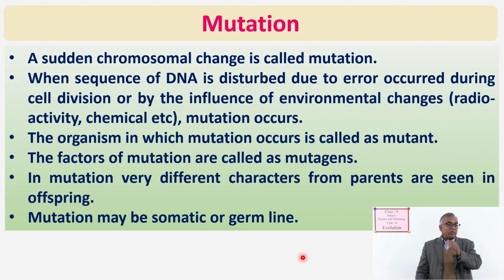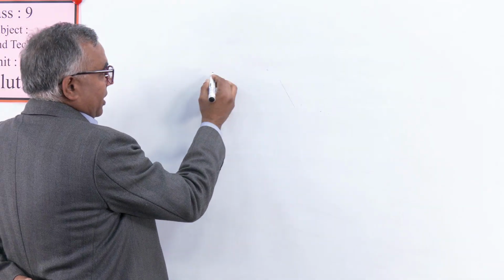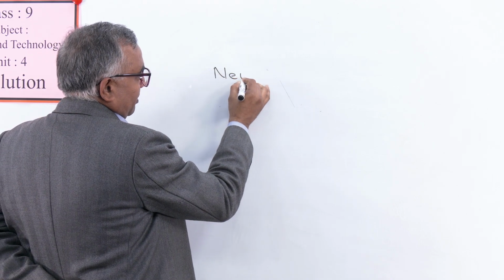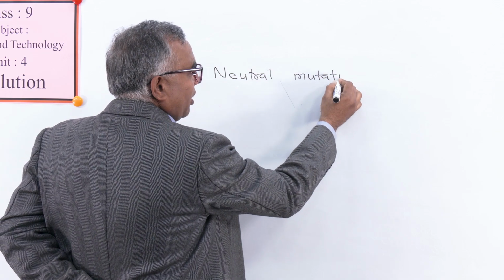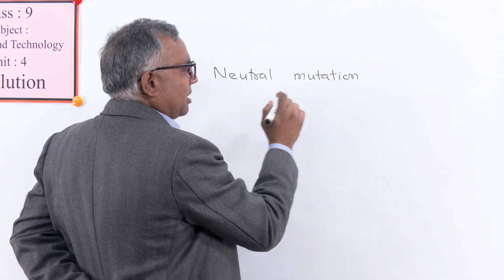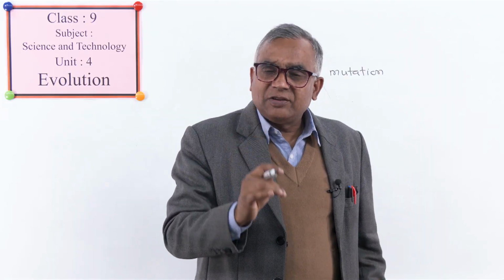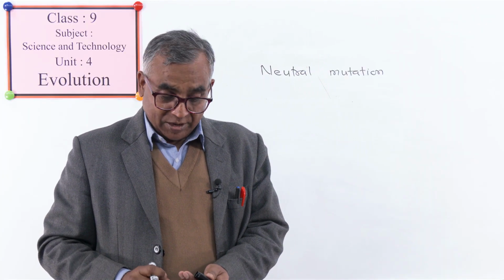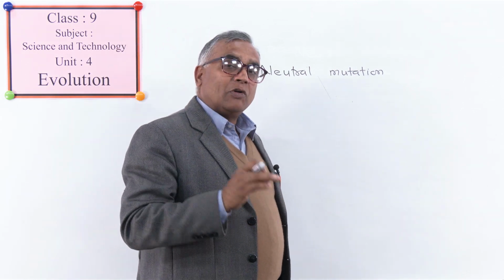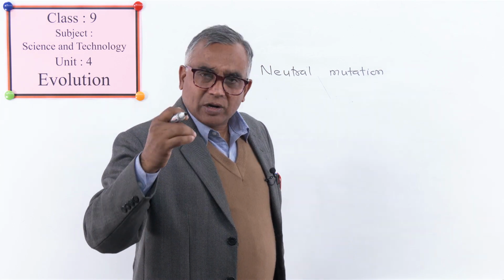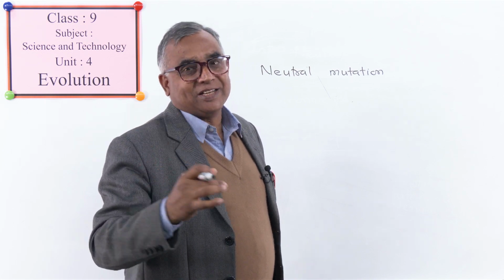And students, one more thing you have to know here. Mutation is of 3 types. They are neutral mutation. Neutral mutation is that which does not affect or does not cause any variation in the organism. The example is very difficult for your level because here I have to use the example of glutamine. Glutamine is a component of protein, an amino acid.